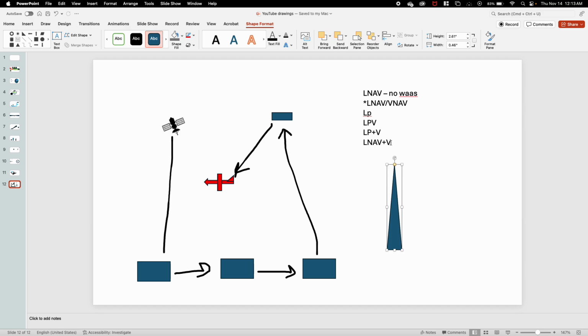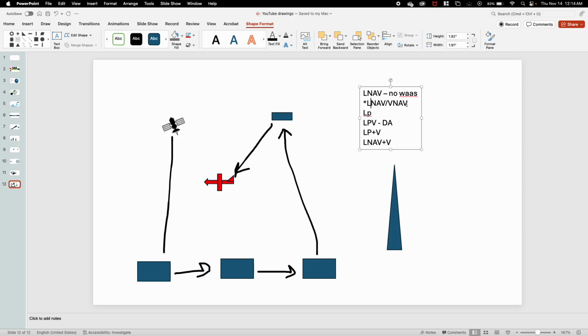Anything with a plus V, all that means is that it's advisory vertical guidance. It does not give you a DA, it's just your GPS trying to help you out and giving you a generated glide slope. But the FAA doesn't know about it, so it still remains an MDA. So this one has a DA. LNAV/VNAV, this one's a little weird. Actually, we'll talk about LNAV first. LNAV does not scale down, right? It stays 0.3 all the way down.